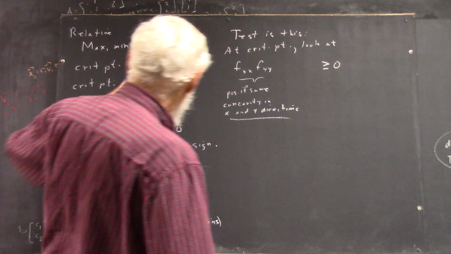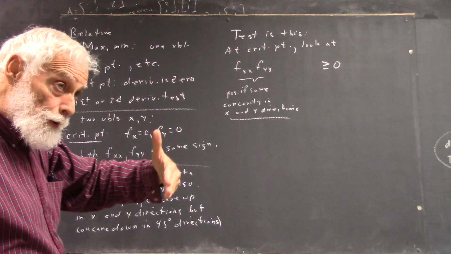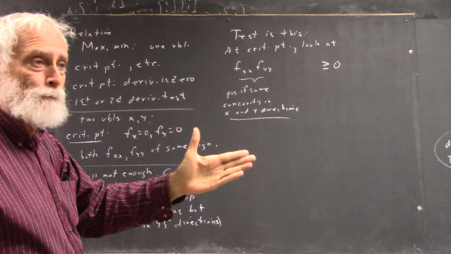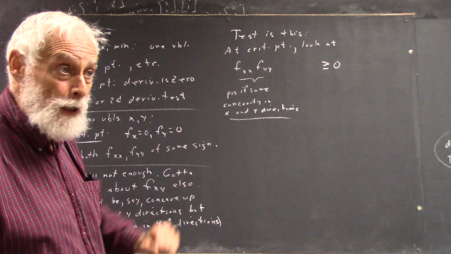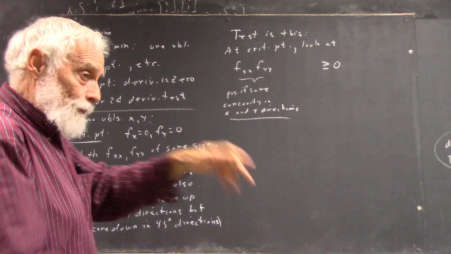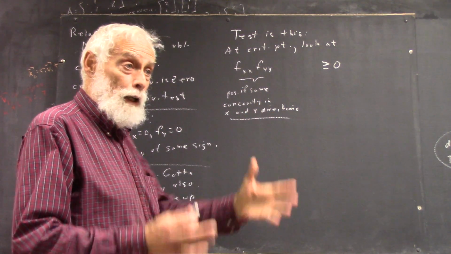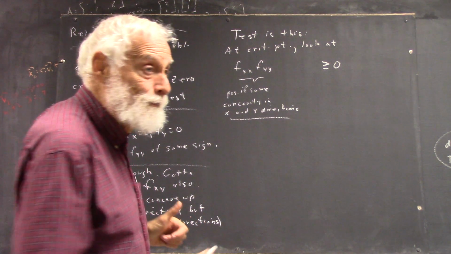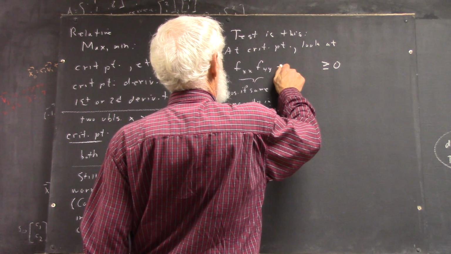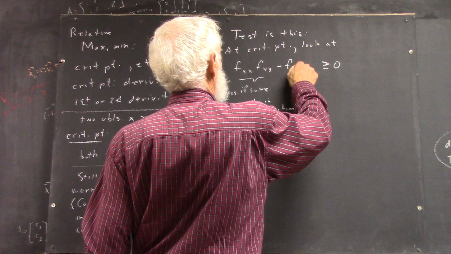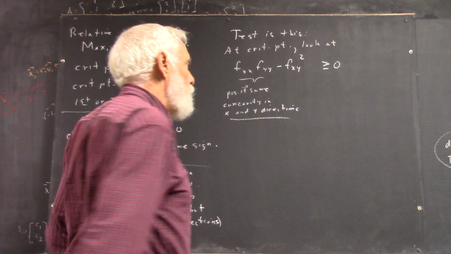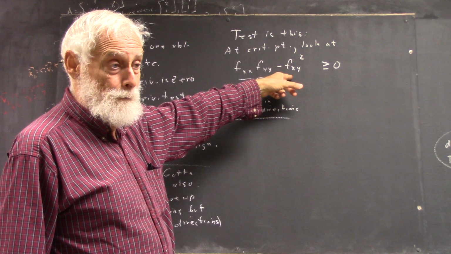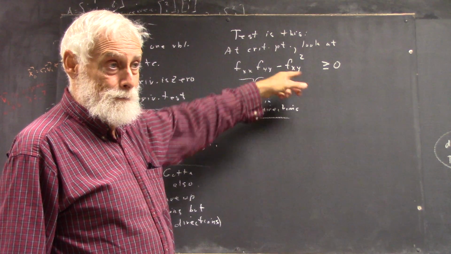But now to worry about what happens in directions that aren't the X or the Y directions, because weird things can happen if you go just a little ways from the direction of either axis, right? As is shown by the picture you have of a saddle turned at 45 degrees, right? Okay? So we've got to subtract fxy squared. Okay?